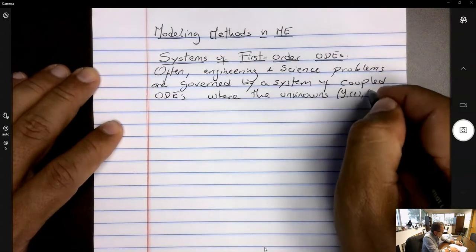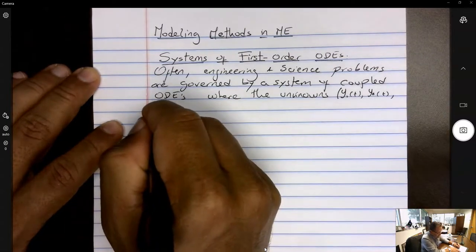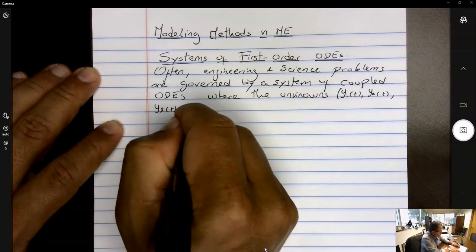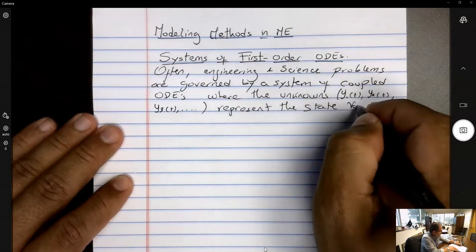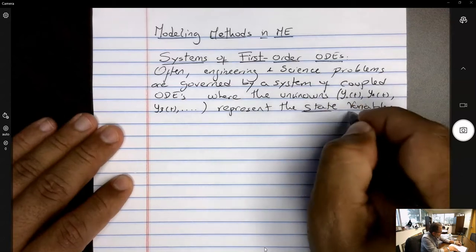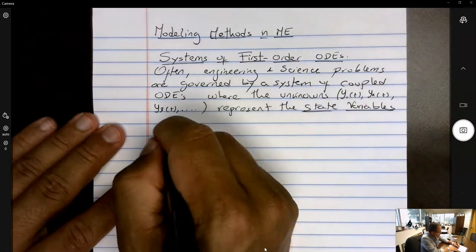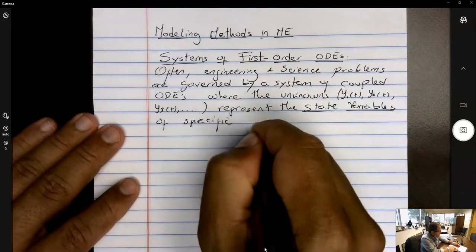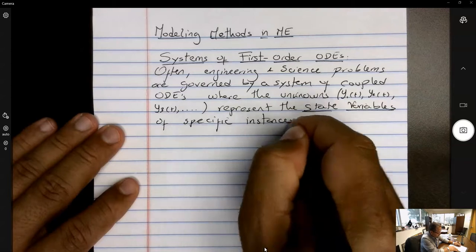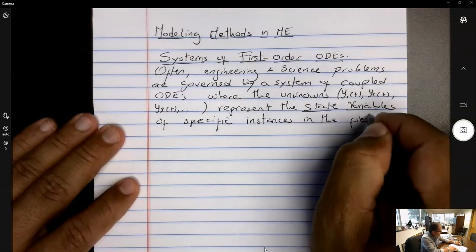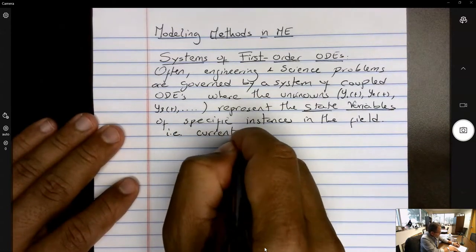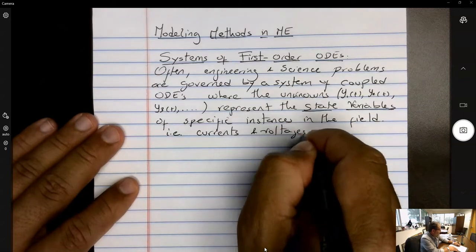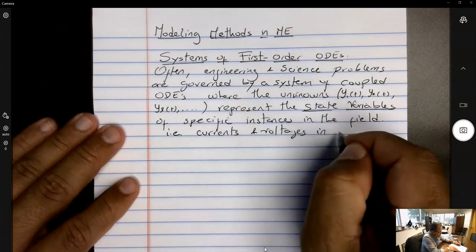y1 of time, y2 of time, y3 of time, and as many as you may have, represent the state variables of specific instances in the field, i.e., as I mentioned, there can be currents and voltages in an electric circuit.